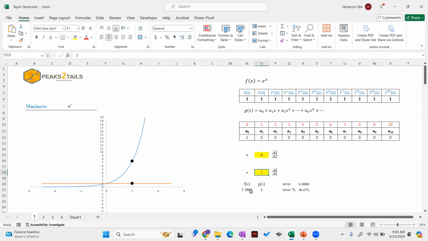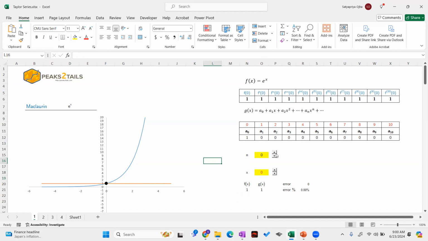It's bad, right? Are you 100% clear with this? Similarly, you can try on the negative side. There is error on the negative side as well. The only place where there is no error is at x equal to 0. The approximation and the true function match exactly.